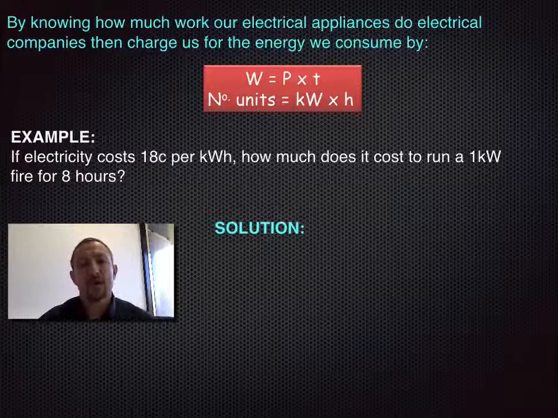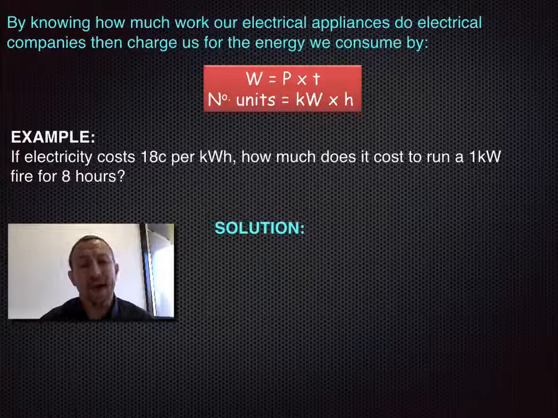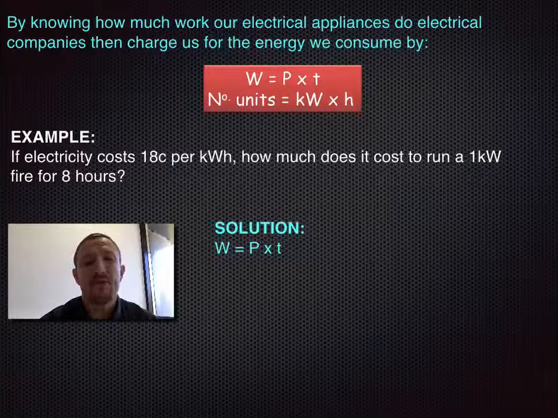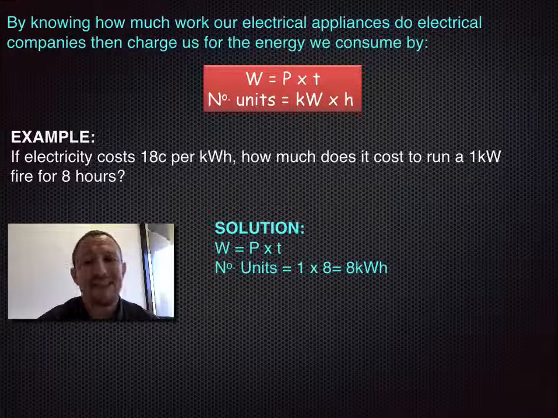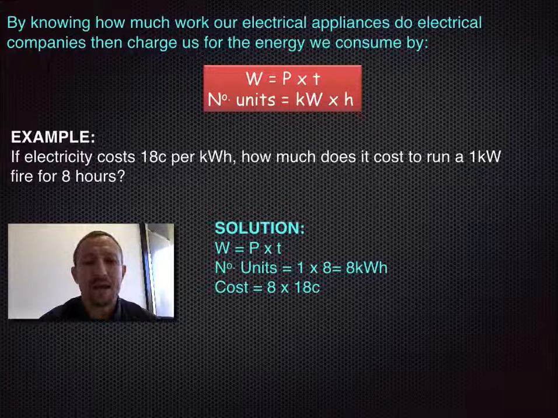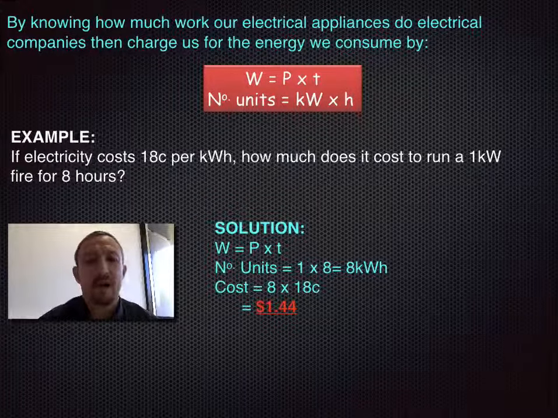So remember, we've got a fire which is giving out 1 kilowatt and it's been running for 8 hours. So it's fairly straightforward. I use my equation for work equals power times time. Now I know the power was 1 kilowatt and I know my time is 8 hours. So the number of units is 8 kilowatt hours. So as a result, the cost will be 8 kilowatt hours times 18 cents, which gives me a total cost of $1.44 to run that fire over 8 hours.